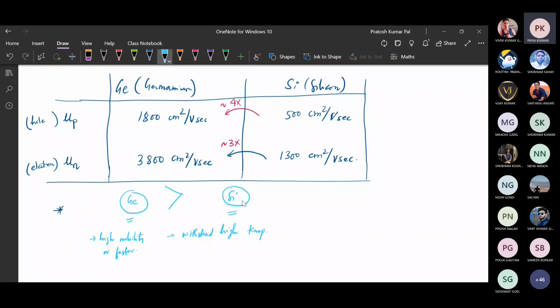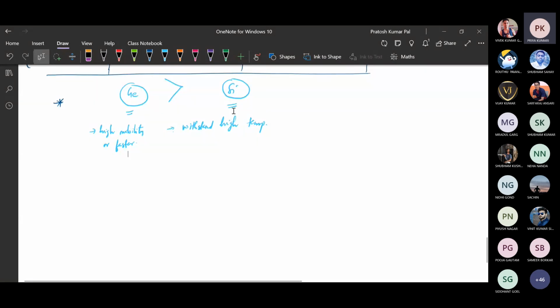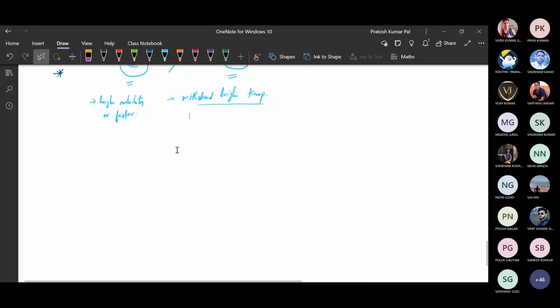So each type of device has its own advantages and disadvantages. Based on the requirement of our application, we can choose either device. But most frequently, silicon devices are used. Why? Because they have the ability to withstand high temperature. That means these silicon-based devices can operate perfectly even if we apply higher temperature. Okay, so some of the properties we will be seeing.